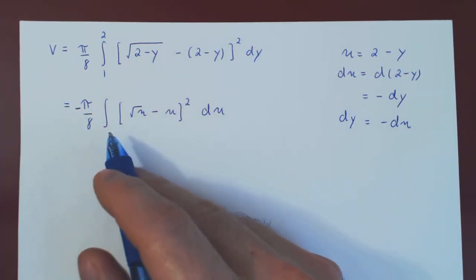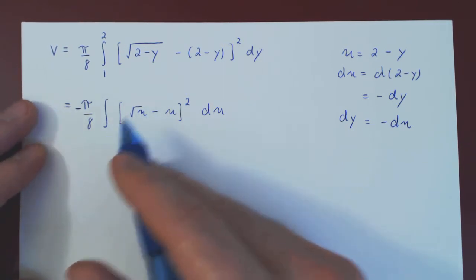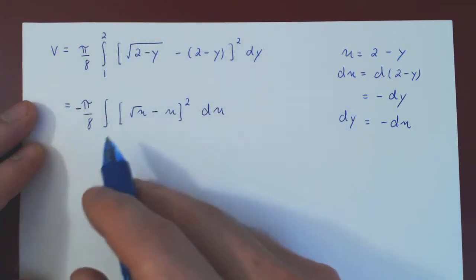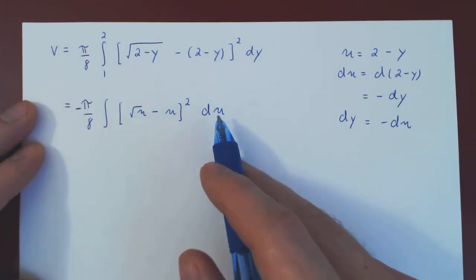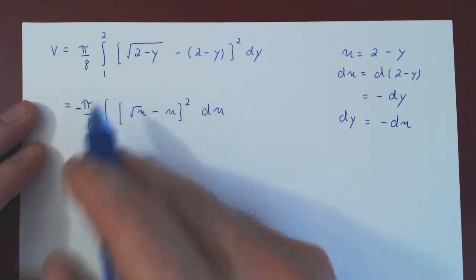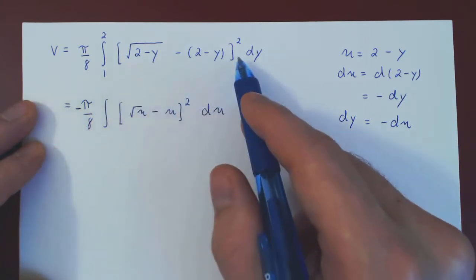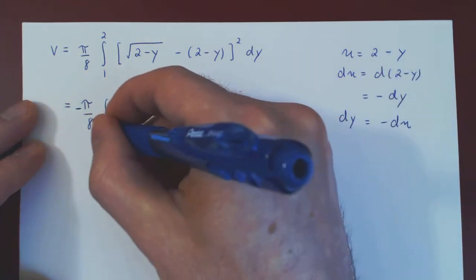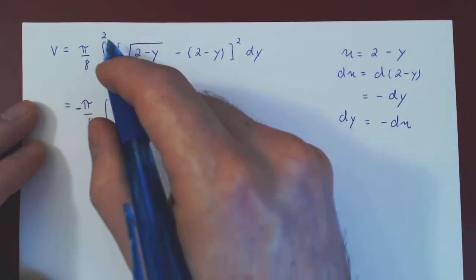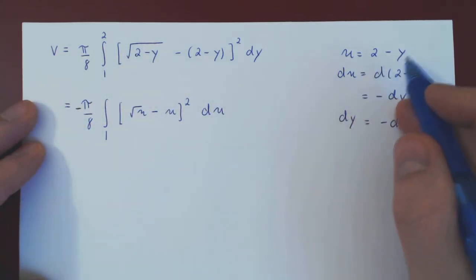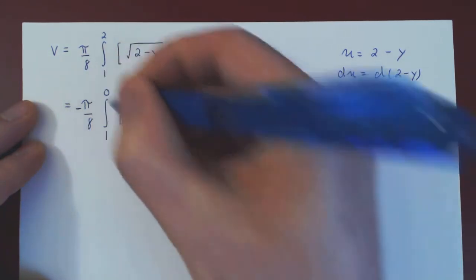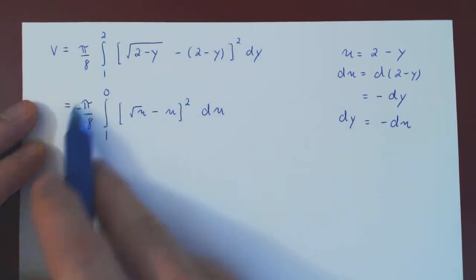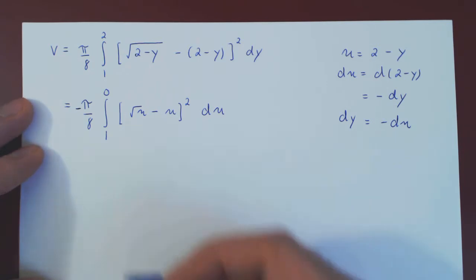And here again you have to be careful. The bounds of integration will change. Those bounds are for y equals 1, y equals 2, but now we integrate with respect to u, so it must be u equals something, u equals something. Well, when y is 1, u is 2 minus 1, which is 1. But when y is 2, u is 2 minus 2, which is 0. And now we're good to go. We have replaced everything in terms of y with everything in terms of u.